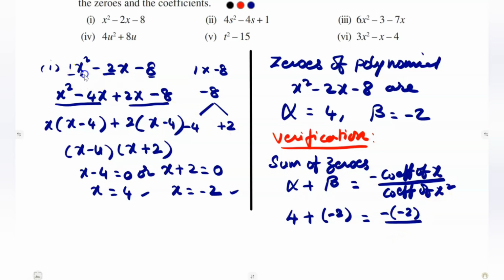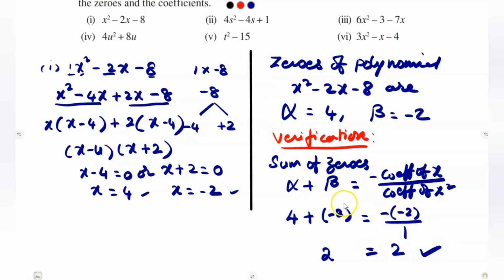The x square coefficient is here 1, so we write by 1. And this side I have 4 minus 2, which is 2, and here minus of minus 2 by 1, which is also 2. So thus verified. We have verified the sum of the zeros.